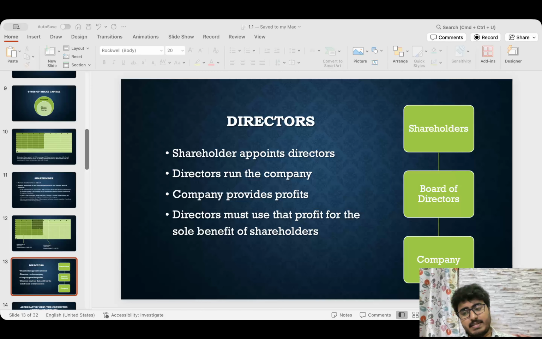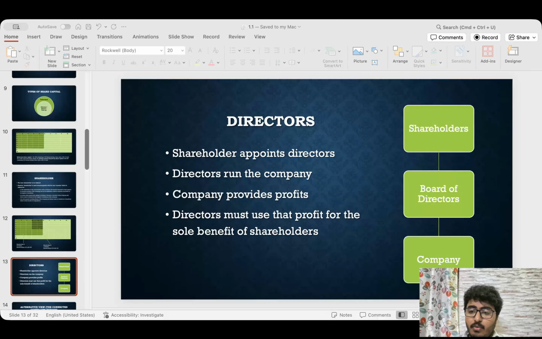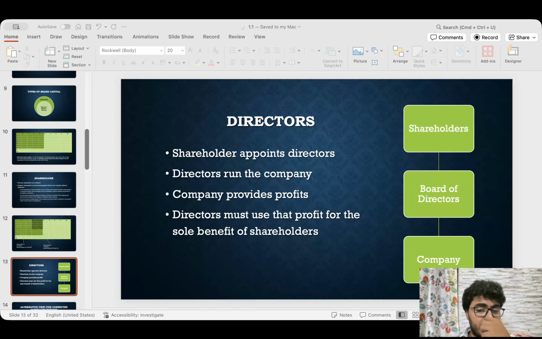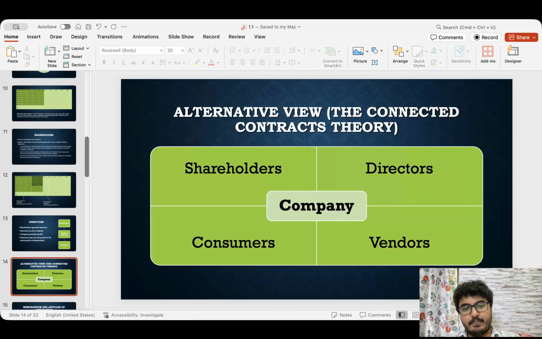of shareholders. And this basically reflects the principle of the separation between ownership and management. So basically the shareholders select the directors by using their voting rights in annual general meetings. So shareholders, the board of directors, then the companies.